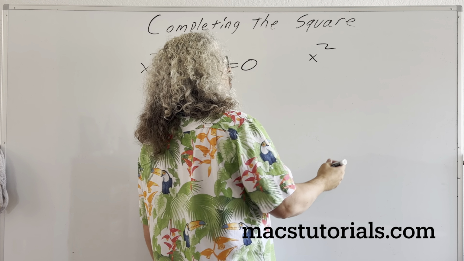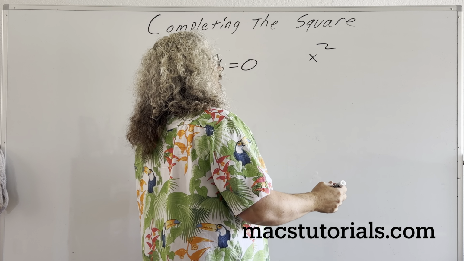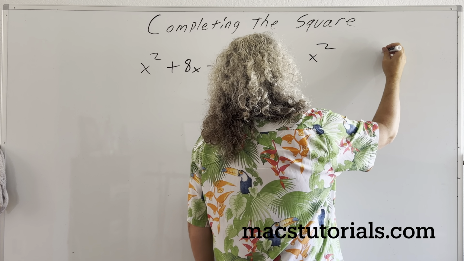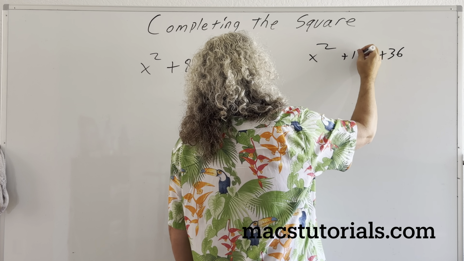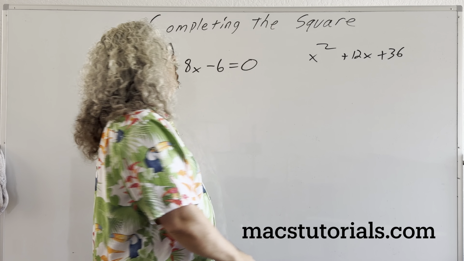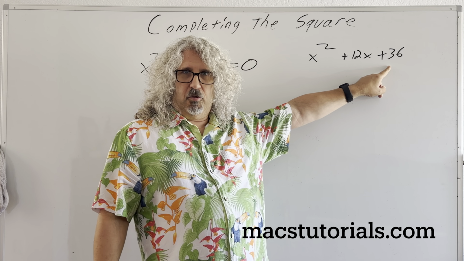X squared, I'll go with 36, and I'll go a plus 12x. Now, it only worked if you had a plus here. It has to be positive.